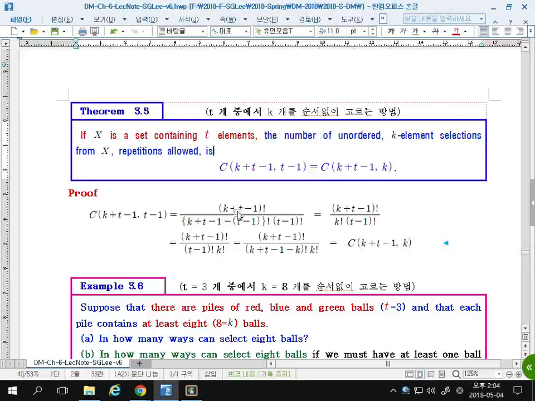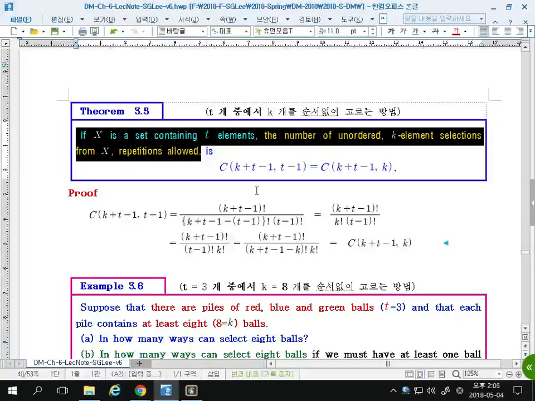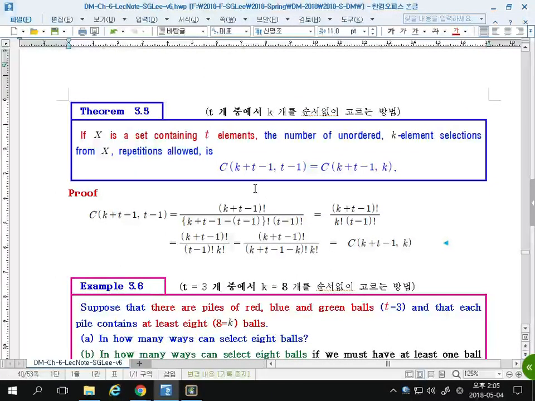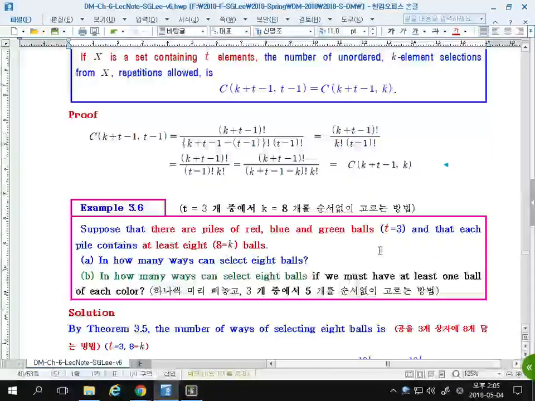Okay. So this problem is repetition is allowed. So how many do we have? This number is, and this left hand side is the same as the right hand side, because the left hand side can be simplified to the right hand side like this.